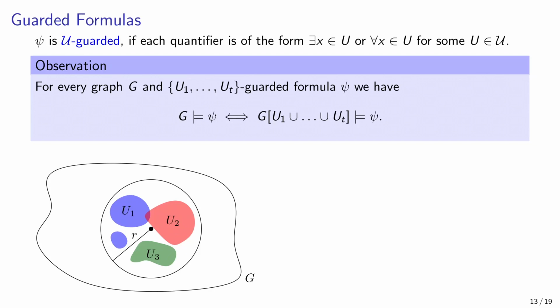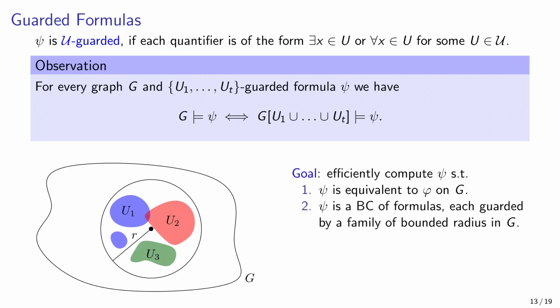Now, if we take a look at the graph, and let's say our formula psi has guarding sets U1, U2, and U3, we can look at how those guarding sets live inside our graph, and they might overlap, they might be disjoint, they might be connected or might not be connected. But the nice thing is, if they embed into a bounded radius, say radius r ball, inside our graph G, then we could just evaluate the formula inside this radius r ball, and this would give us a way to localize for the flipper game.